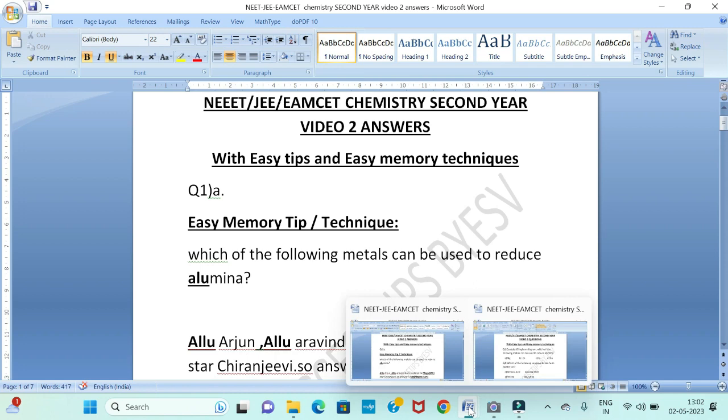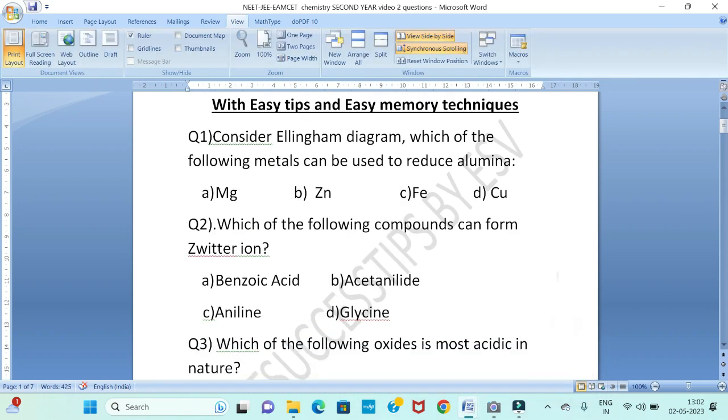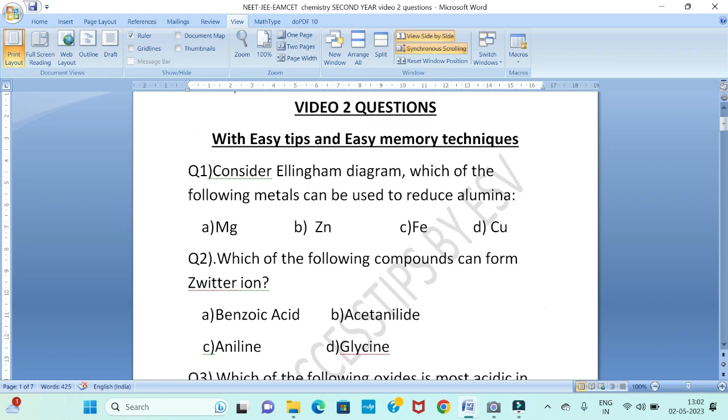Next, coming to the second question. Which of the following compounds can form a Zwitter ion? Compounds means a combination of more than two elements. Benzoic acid, acetanilide, aniline, glycine. What is the answer?